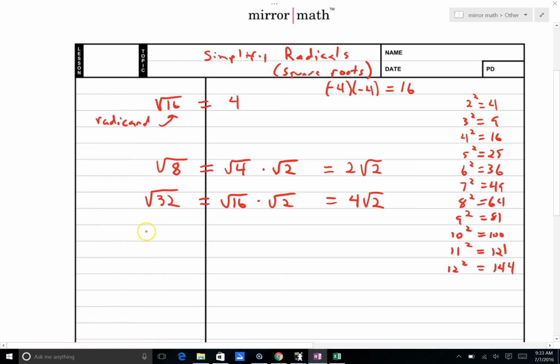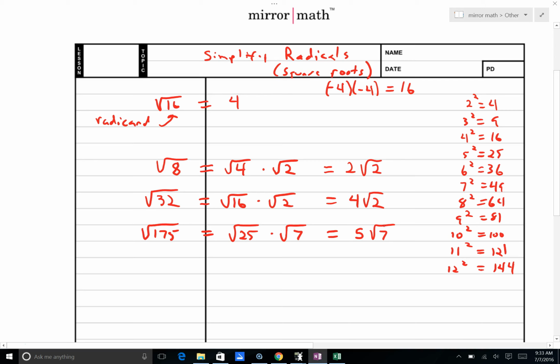Alright, let's do a couple more. Let's say the square root of 175. Well, you're thinking about numbers on this list that will go into 175, the factors of 175. Well, 25 will. 25 times 7 is 175, so I will change the square root of 175 into the square root of 25 times the square root of 7, because 7 times 25 is 175. Now I can take the square root of 25. What is that? 5. So this becomes 5 times the square root of 7. And I simply leave these two expressions connected. Connected means multiplied.